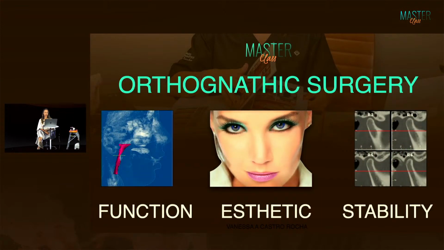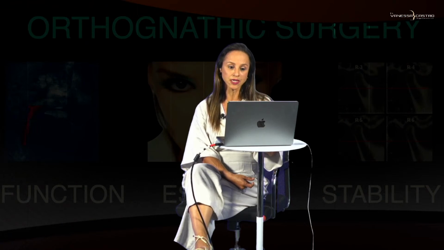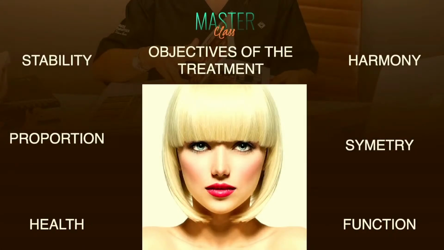When we think about orthodontic surgery, we have 3 major objectives that we have to think about. It is to give to the patient function, aesthetic, and stability. These 3 pillars are the most important objectives that you have to keep in mind when we start the treatment of skeletal deformities. And the objectives of the treatment are stability, proportion, health, harmony, symmetry, and function. Everything should be in the same patient, and you need to give your patient all these components to get the best result.